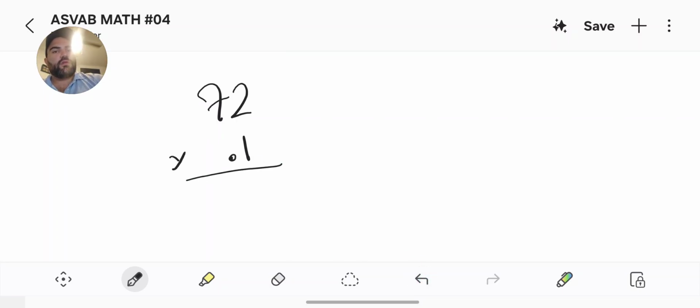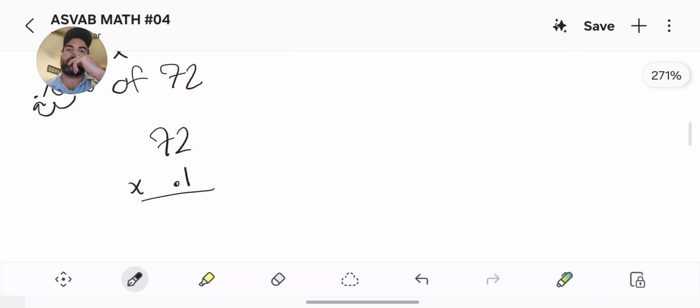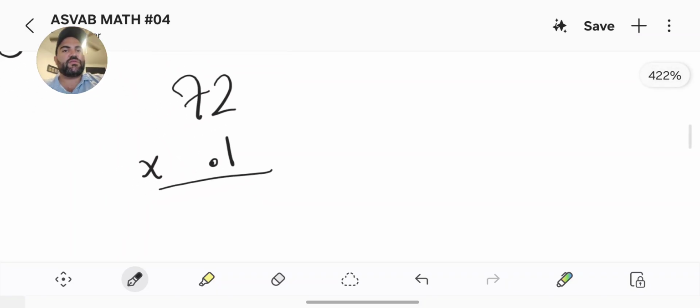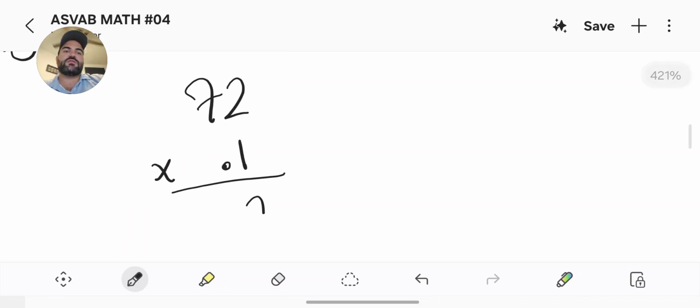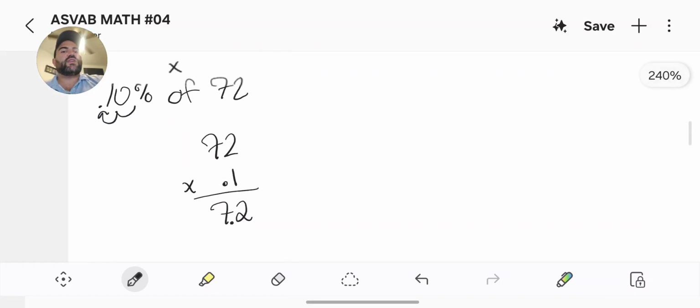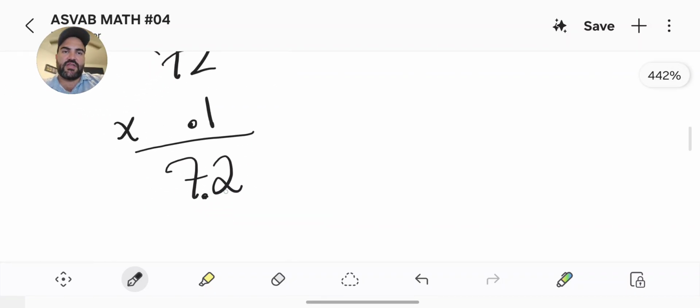Aha. Remember, we would love one number on the bottom for multiplication. It makes it a ton easier. Let's multiply. 1 times 2, 2. 1 times 7, 7. Move the decimal. 7.2. And in money terms, that's $7.20.